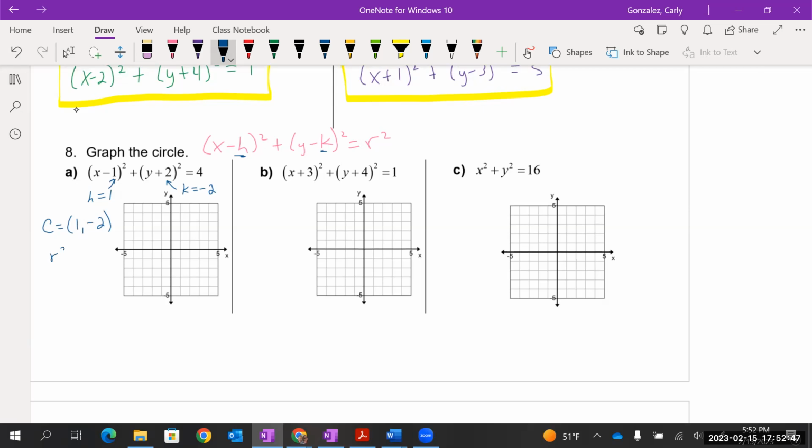Next, we have r squared equals 4. So square root of both sides. Don't forget the plus or minus. However, the radius will be positive 2.